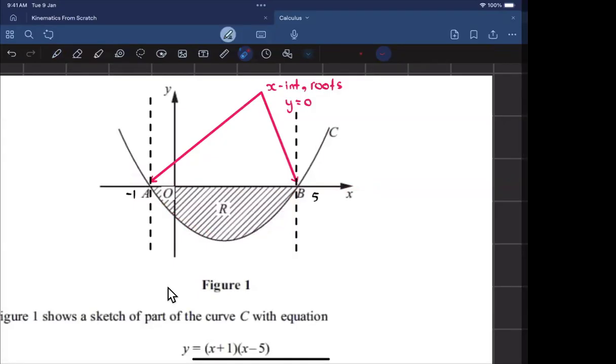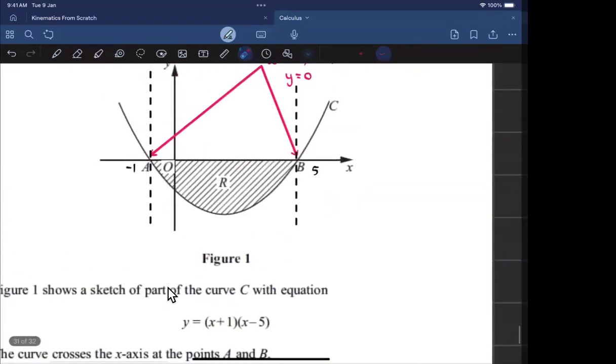We want to figure out the area under the curve. And the area under the curve spans over what interval? Like from where to where? From minus 1 to 5. That's why we need to integrate from minus 1 to 5. Now, you notice that the area dips under the x-axis, right?